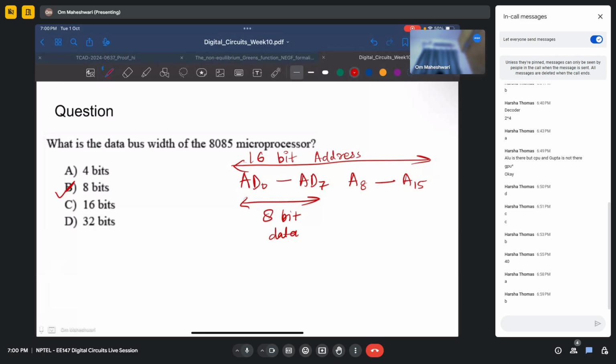Next, which of the following machine cycles is not present in the 3-cycle instruction execution?